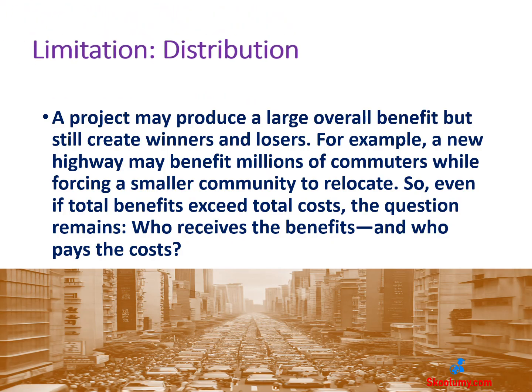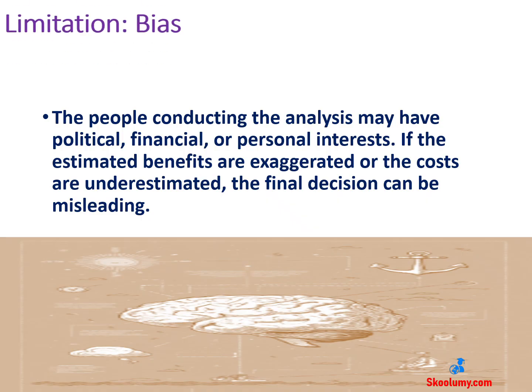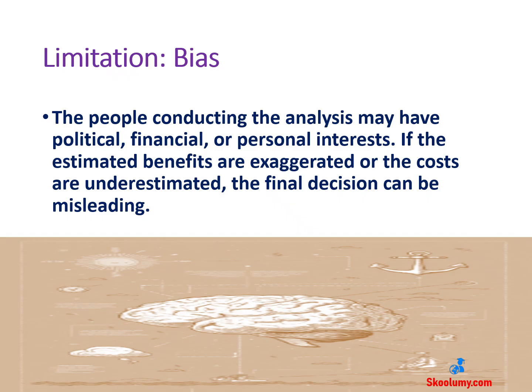The third problem is distribution. A project may produce a large overall benefit but still create winners and losers. For example, a new highway may benefit millions of commuters while forcing a smaller community to relocate. So, even if total benefits exceed total costs, the question remains: who receives the benefits, and who pays the costs? The fourth problem is bias. The people conducting the analysis may have political, financial, or personal interests. If the estimated benefits are exaggerated or the costs are underestimated, the final decision can be misleading.